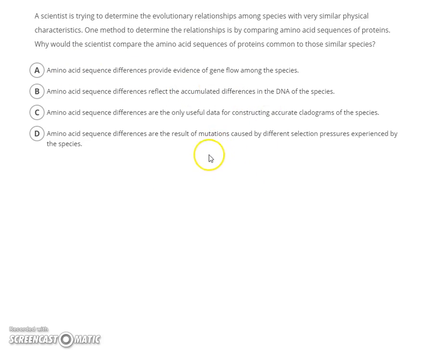And the best answer for this is A. I'm sorry, not A. The best answer for this is B. Amino acid sequences, or sequence differences, reflect the accumulated differences in the DNA of the species. So amino acids, remember, are the product of RNA, and RNA is the product of DNA. So because DNA mutations, DNA changes over time can lead to amino acid changes over time, looking at the amino acids is almost like looking at the DNA.